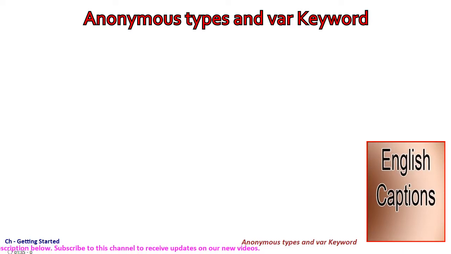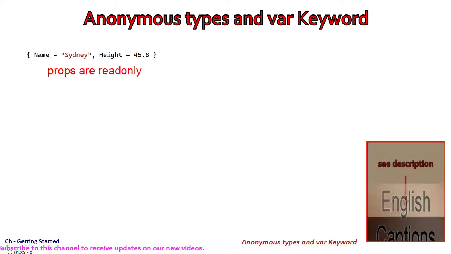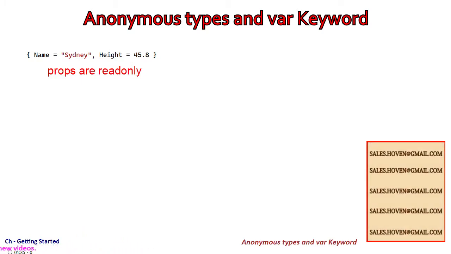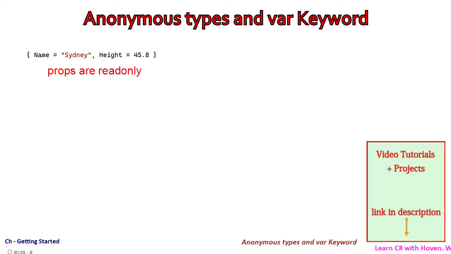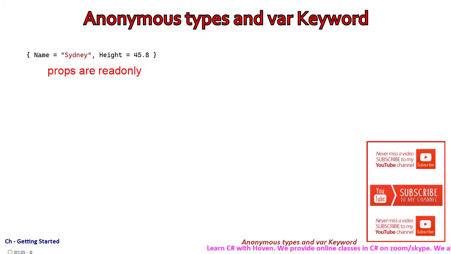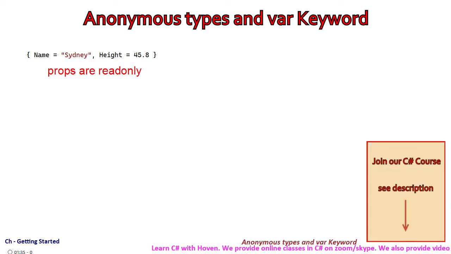An anonymous type is described by comma-separated properties clubbed into curly braces. The properties are read-only. The corresponding data type is generated by the compiler. The name of the data type remains unknown. It is not accessible in source code. Such types are called anonymous types.